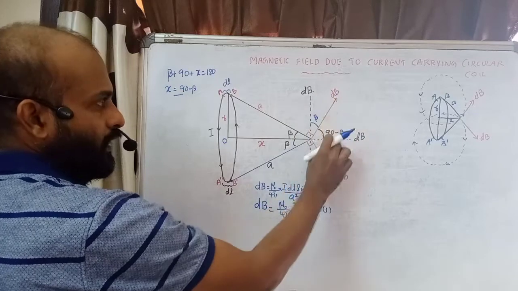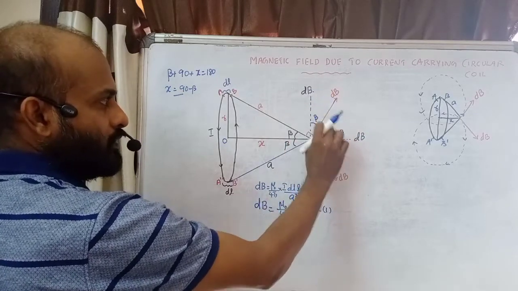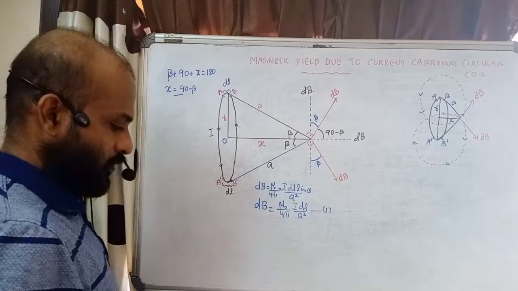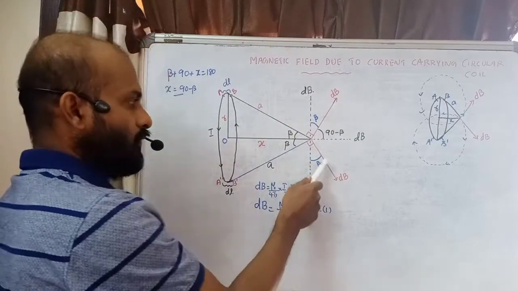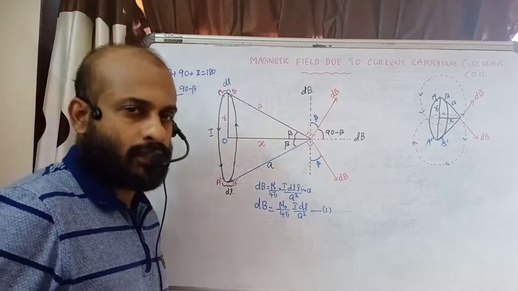This angle is 90 degree because this is vertical and this is horizontal. What is the remaining angle here? This is 90 minus beta. This will be beta. Okay. Similarly here also we have the angle beta. Here also we have beta. Now we'll see the components.